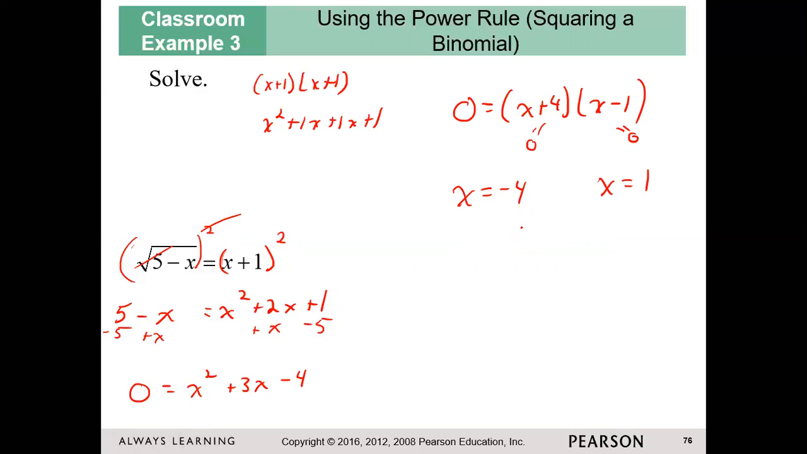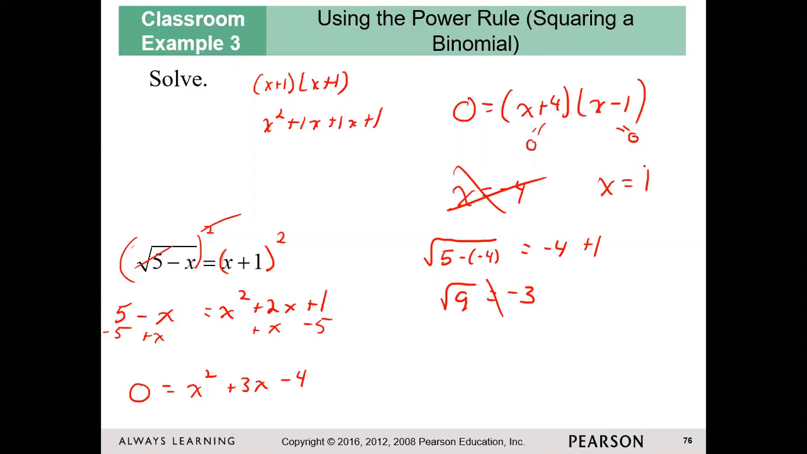So what I'm going to do is substitute this -4 into our original equation. So we have the square root of 5 minus -4 is equal to -4 plus 1. So that's going to be the square root of 9 is equal to -3, and that is not a valid solution because the square root of 9 is +3, not -3. So you are no good.